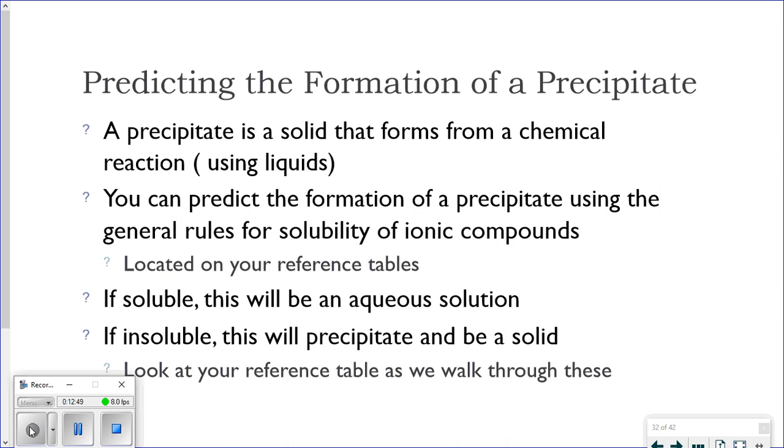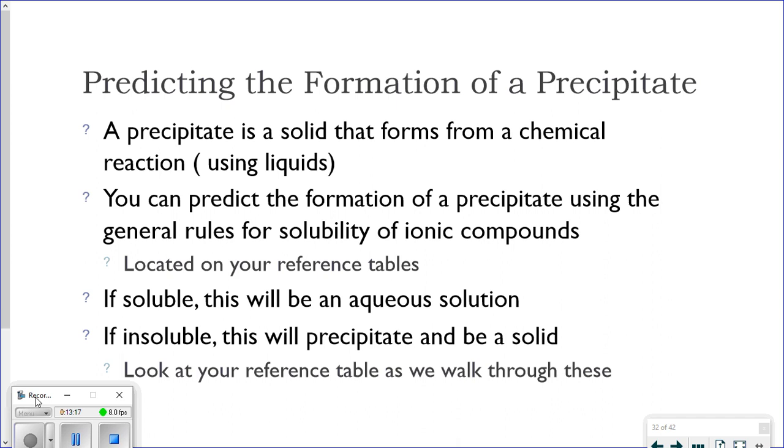So we said we'd come back to look at how you know that some substances are solid, or if you're predicting the formation of a precipitate. So remember, the precipitate is a solid that forms during the chemical reaction, most of the time using liquids. And you can actually predict the formation of precipitate using solubility rules for ionic compounds. On your reference sheets, these are right above your types of reactions.